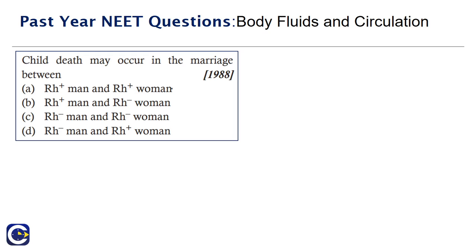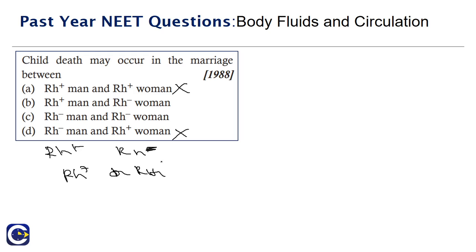So erythroblastosis fetalis most probably occurs in Rh negative women. So we can eliminate the options which have an Rh positive woman. So why are they asking the correlation for marriage? The explanation is that when we have an Rh positive man and an Rh negative woman, the first child can be Rh positive or Rh negative. Okay, so Rh positive or Rh negative.